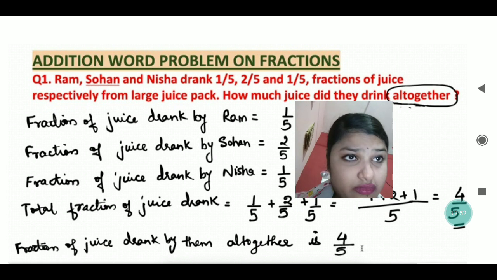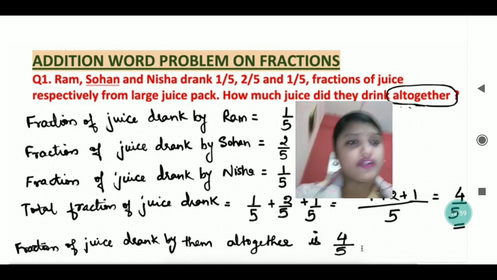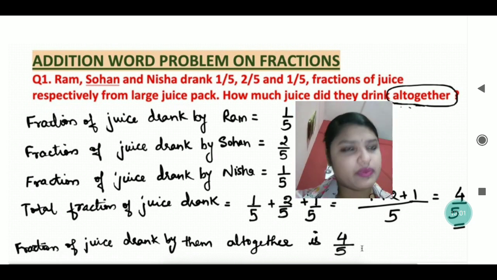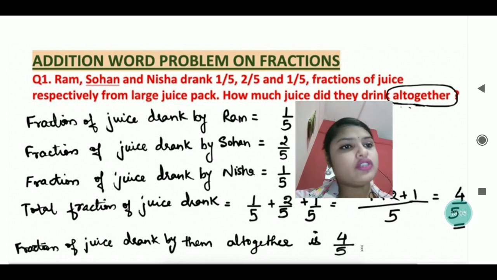Okay, fraction of juice respectively from a large juice pack. There is a packet of juice. Suppose from that pack they have drank this much amount. How much juice did they drink together? Means all they have done.